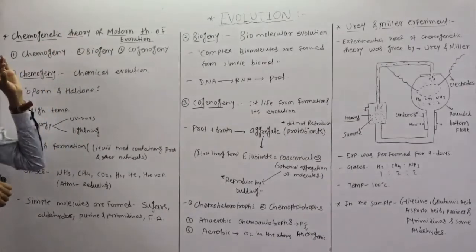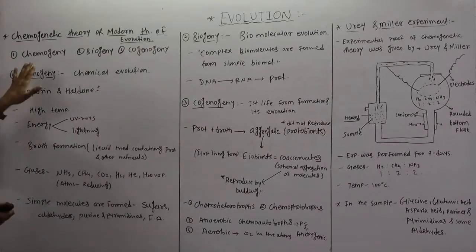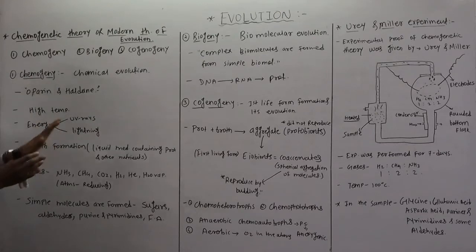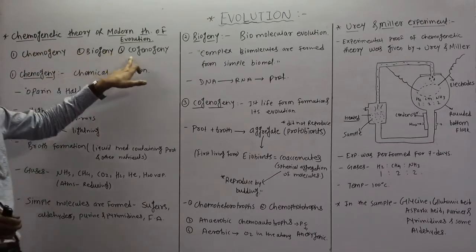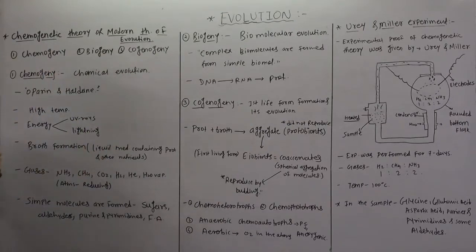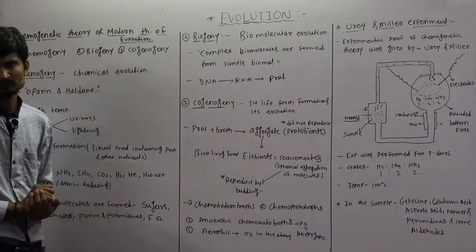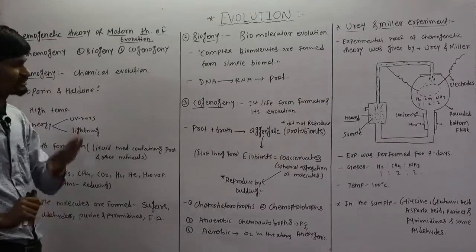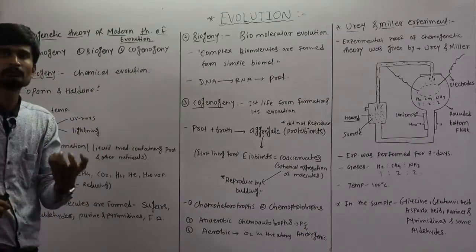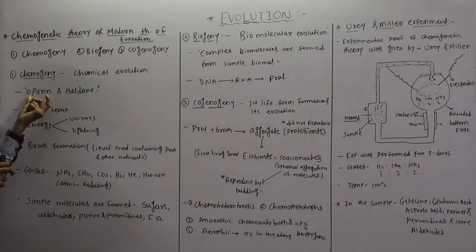Next topic is the chemogenetic theory, or modern theory of evolution. This is the theory which is widely accepted and most accepted. This theory is divided into three groups, that is chemogeny, biogeny and cogeny. We will see them one by one. The first one is chemogeny. The chemogeny part of this theory explains the chemical evolution of the organisms. In chemogeny, Oparin and Haldane play the main role.